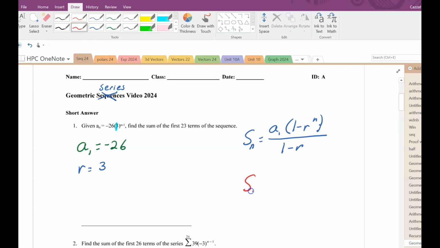So the sum of the first 23 terms is going to be negative 26, 1 minus the ratio raised to the 23rd power over 1 minus the ratio. Typing this into your calculator, you get approximately negative 1.224 times 10 to the 12th.